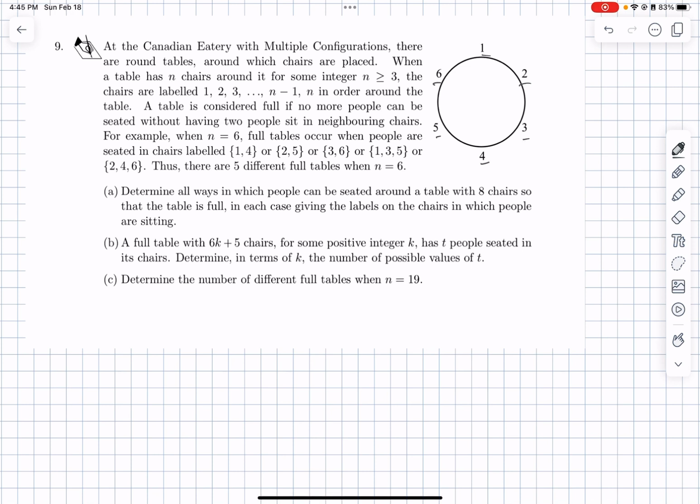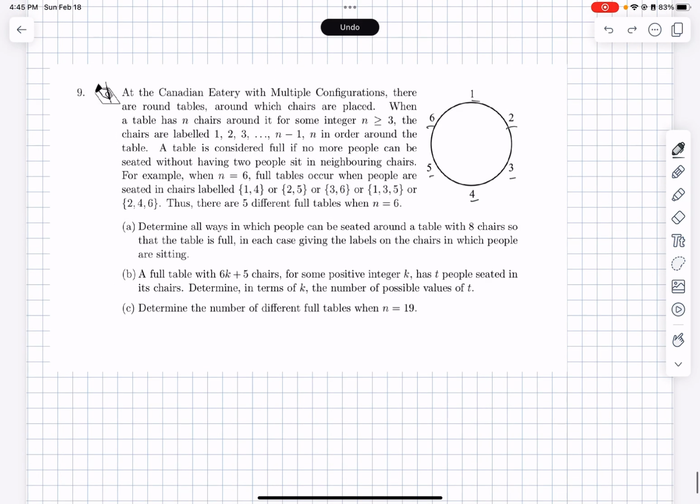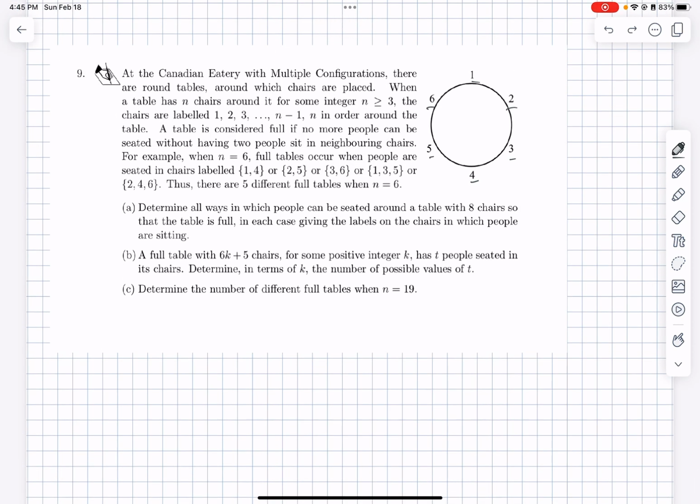So the table is considered full if no more people can be seated without having 2 people sit in neighboring chairs. So for example, we can't have someone sit in 2 and also 3. For example, when n is 6, full tables occur when the chairs are labeled, if 1 and 4, that table is full. Or if we have 1, 3, 5, that table is also full, because in both of those cases, no more people can sit without having to sit next to somebody.